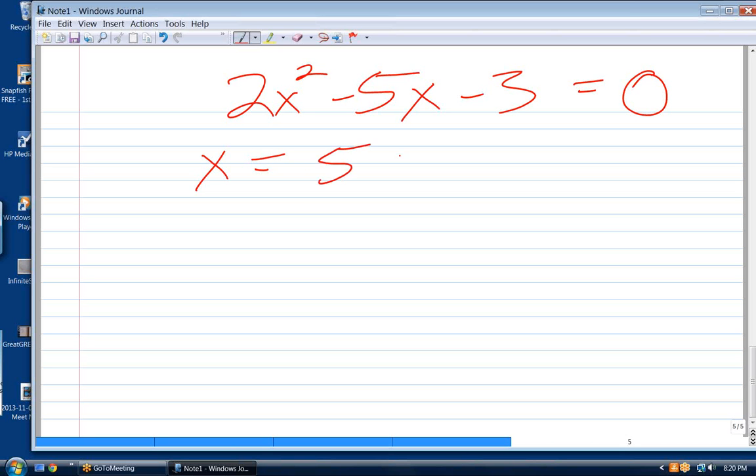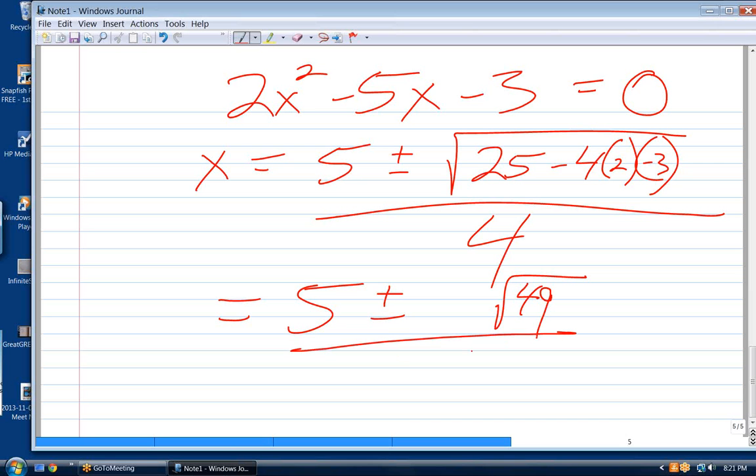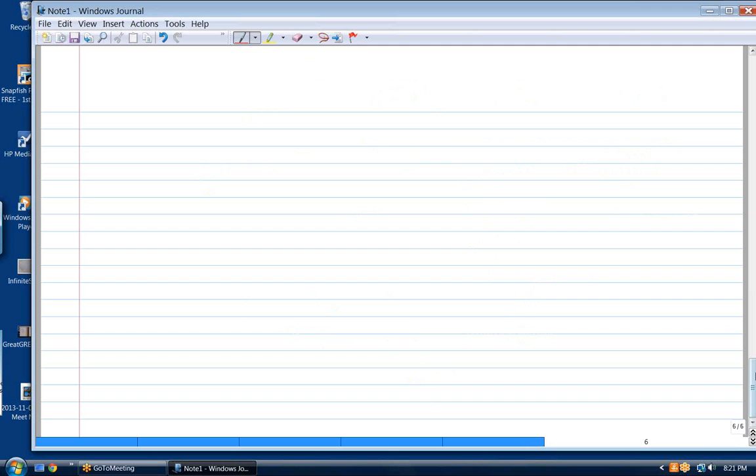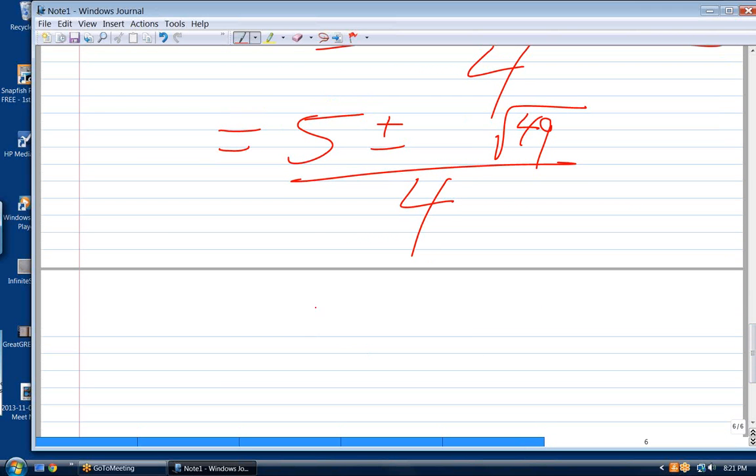5 plus or minus square root of negative 5 squared minus 4 times 2 times negative 3 all over 2 times 2. Simplify. X equals 5 plus or minus square root of 25 plus 24 all over 4. And put it in. This had real solutions. Yeah, x equals 5 plus or minus 7 divided by 4. X equals 3.